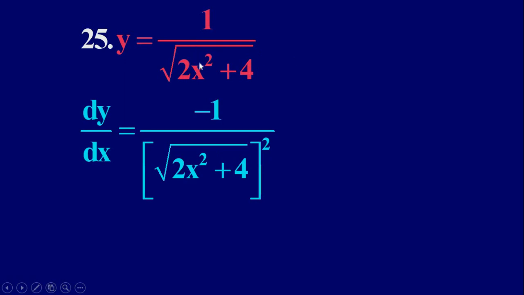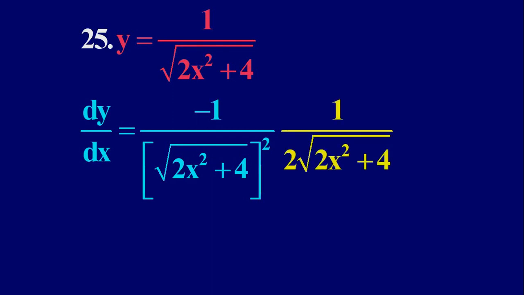We are taking this as 1 by x. In place of x we have root of 2x square plus 4. So again you have to differentiate root, and root x differentiation is 1 by 2 root x. So therefore root of 2x square plus 4 differentiation is 1 by 2 into root of 2x square plus 4. Again you have to differentiate 2x square plus 4. It is not x here, it is 2x square plus 4. So 2x square plus 4 differentiation is 4x plus 0.